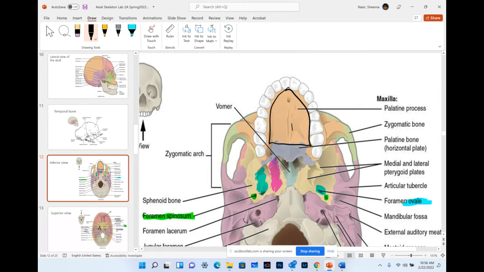Over here, do you see this hole in front, right behind your teeth? That hole is called incisive foramen, which leads into incisive canal. Do you see this hole? That is your incisive foramen. Okay?